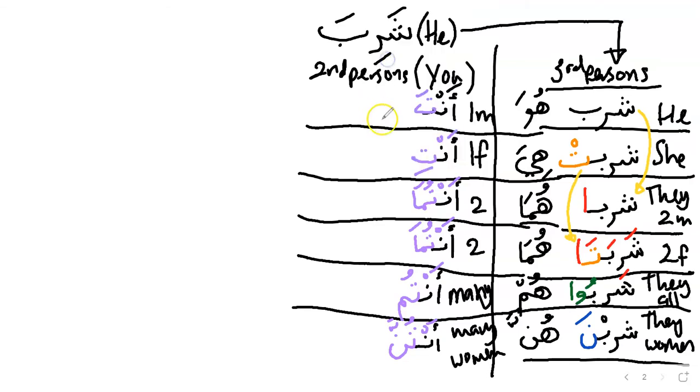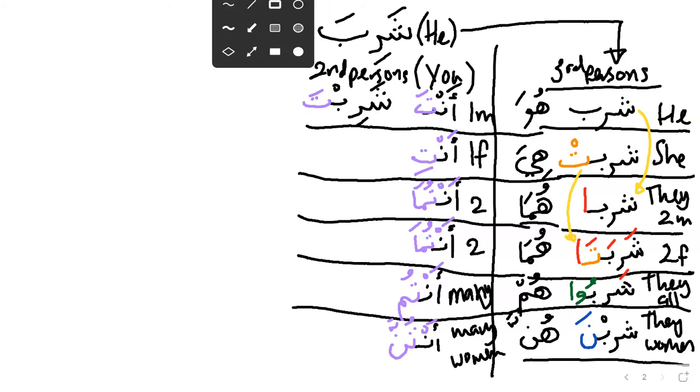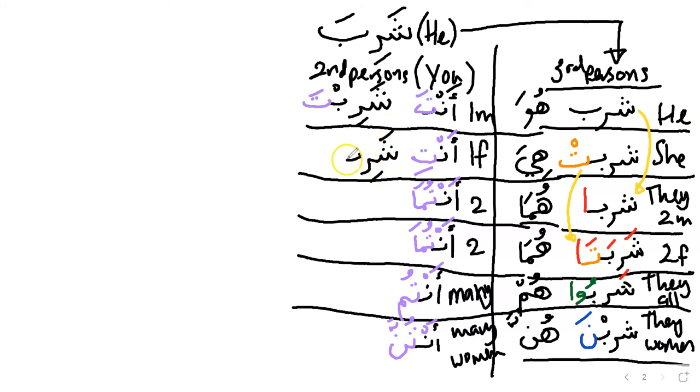Now I need to put all this into the verbs. In Arabic everything is put into the verb, so you can say one word and it already has a full sentence. If I say, Ahmad, you drank, what do I say? Anta sharibta, ya Ahmad. You drank, oh Ahmad. If I say you drank, oh Fatima, you say anti sharibti, ya Fatima.